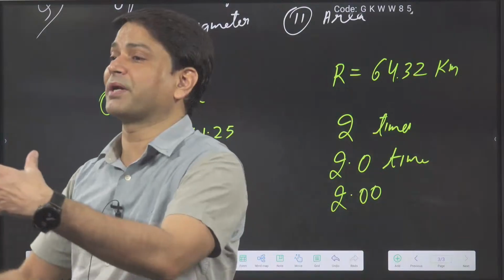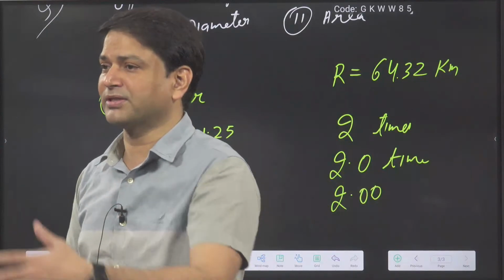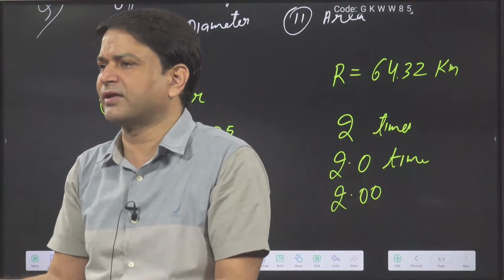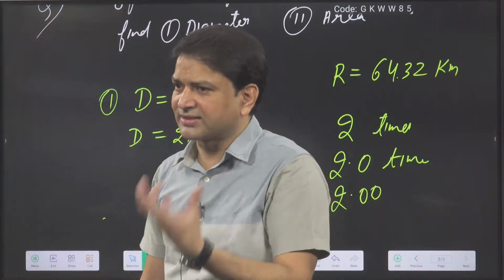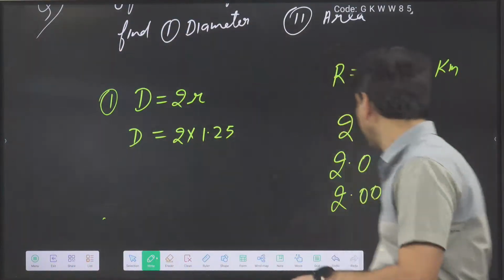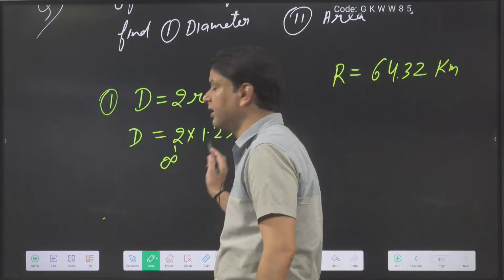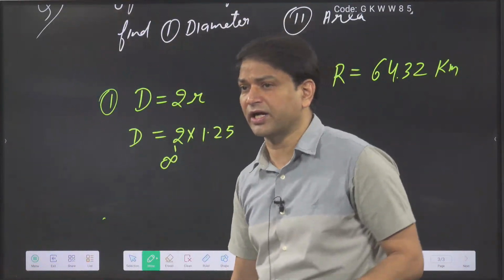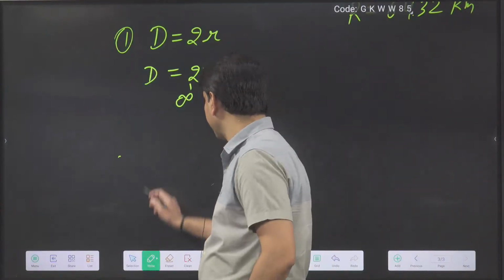It will not say anything about the precision of an instrument, like a meter scale, vernier calipers, or screw gauge. So that's why we can put any number of zeros. According to the rule of significant figures, we can write up to infinite zeros. So when there is an exact number, the number of significant figures we can take is infinite. Everybody getting it or not? So this 2 can have infinite significant figures, and 1.25 has 3 significant figures. Then the final result will have how many significant figures? Infinite and 3, what is the minimum? 3. Then the diameter will have 3 significant figures.